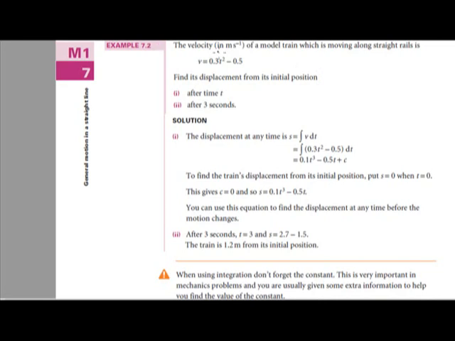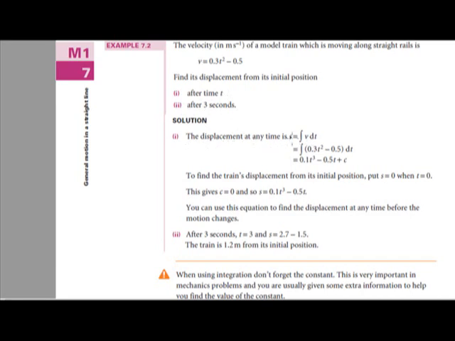Say the velocity in meters per second of a model train moving along a straight rail is given by v = 0.3t² − 0.5. Find its displacement from its initial position after time t and after 3 seconds. So the solution is as below.